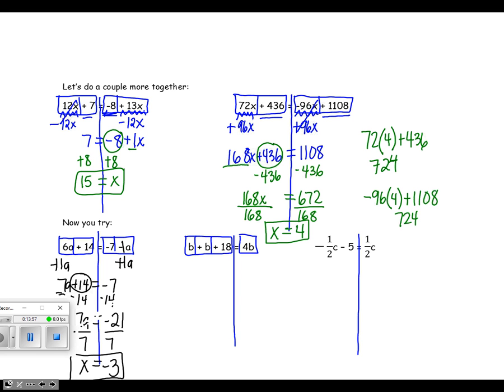There and there. I got variable, variable, constant, and variable. Looks like I do have some like terms to combine over here. And remember that secret coefficient is a 1. So 1b plus 1b is 2b plus 18 equals 4b. And now, because I still have variables on both sides, I'm going to divide up my terms again. There's my variable, constant, and there's a variable.